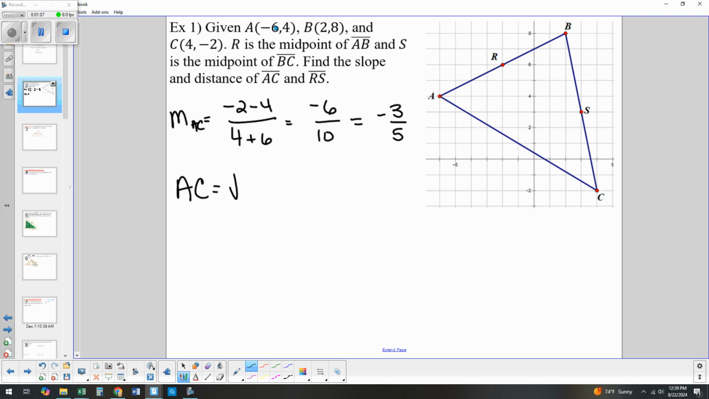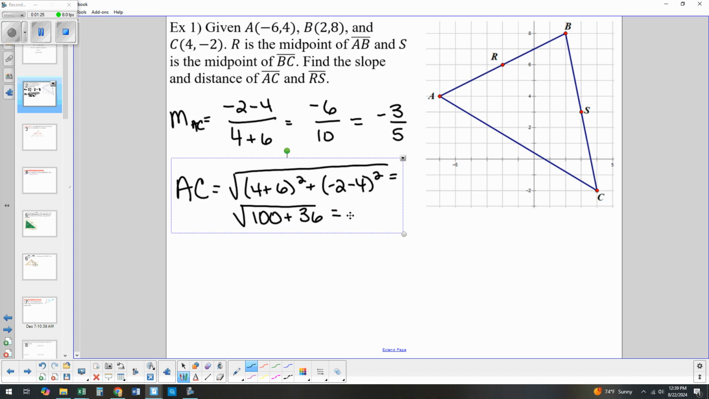So this is going to be 4 minus -6 squared, -2 minus 4 squared. So that's 10 squared, or 100, plus 6 squared, or 36, square root of 136. And we haven't done a lot of reducing, but if I needed to reduce this, I would look for any number inside this that is a perfect square. So like 136 can really be written as 4 times 34, because 4 is a perfect square. So this would really be 2 root 34.